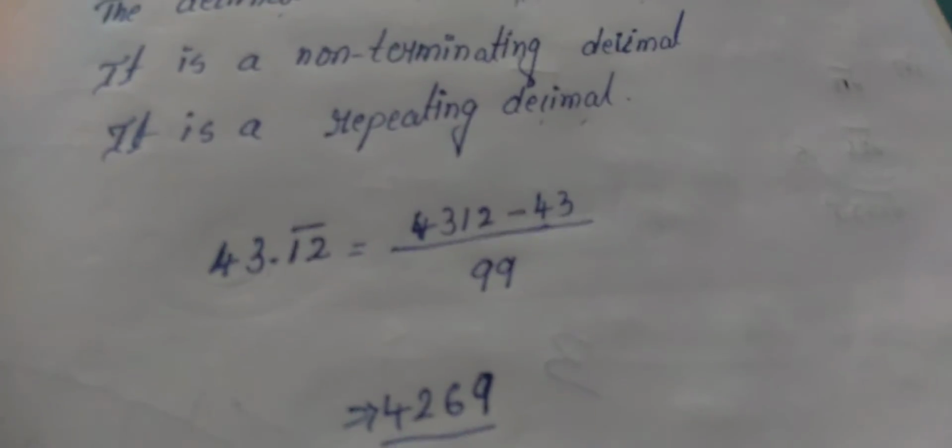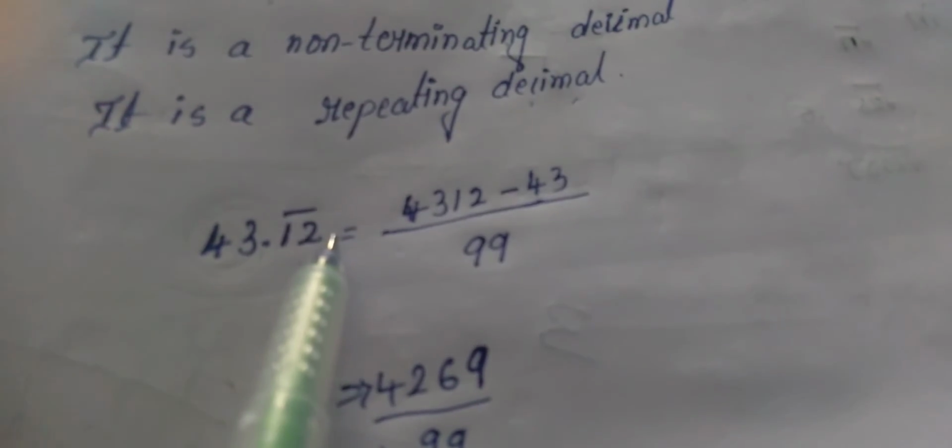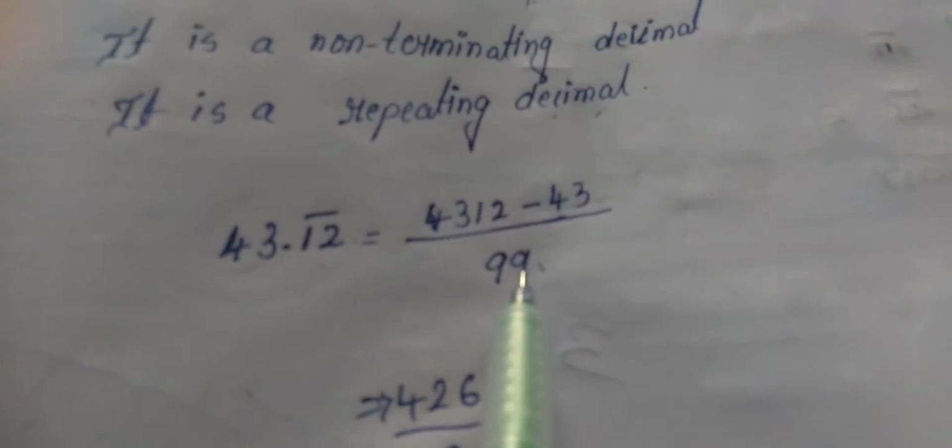Afterwards, the denominator is 99. How do we get 99? How many numbers are under the bar? We have 2 numbers under the bar, so I am writing two 9s. If the bar is on 3 numbers, we write three 9s. If the bar is on 4 numbers, we write four 9s. This is very important to remember for converting the number into P by Q form.